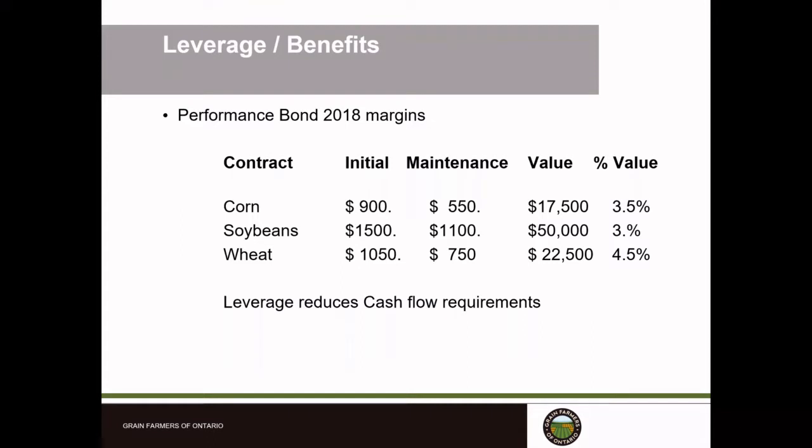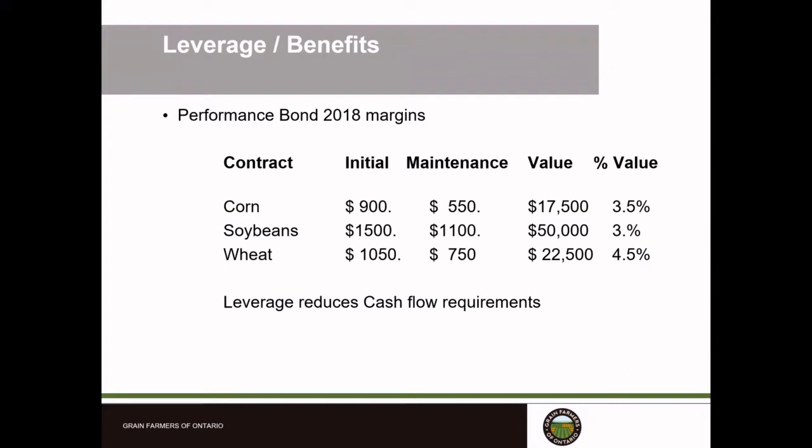And again, soybeans, 1,500, maintenance is 11, and the value of the contract is $50,000 at that time. That means the soybeans were probably around $10. But when you do the math, it works out to about 3 to 4% that you need in your account to buy or sell a soybean contract. And wheat, 1050, 750 is the maintenance. Value of the wheat was 22.5 at the time. About 4.5% is the 1050 to trade that contract, okay?